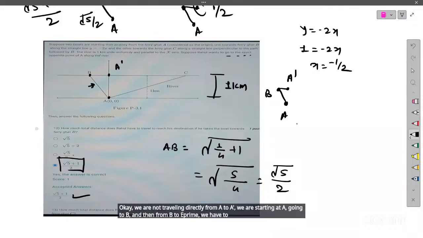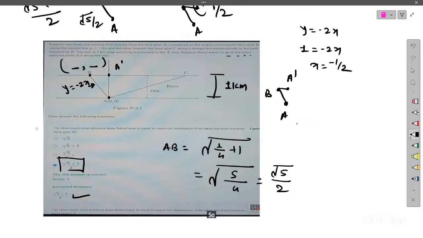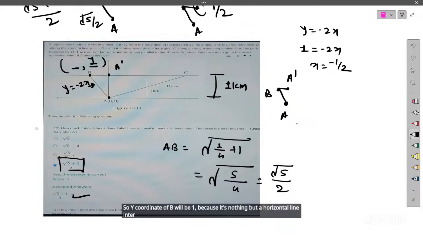And it's given that the equation of this particular line is y equals minus 2x. So using the equation of the line, we can figure out the x coordinate of B, and using the information that the width of this river is 1 kilometer, we can figure out the y coordinate of B. So the y coordinate of B will be 1 because it's nothing but a horizontal line intersecting the y-axis at the point 1, right?